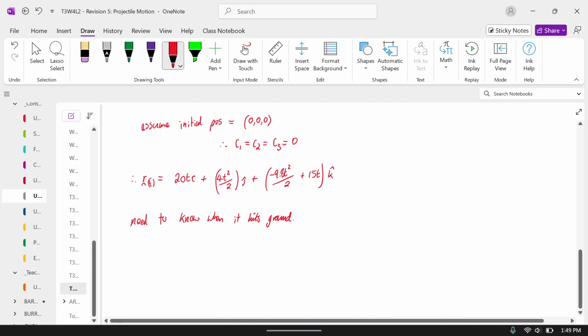Now, when will it hit the ground? So I need to know what t equals when k hat equals 0. I want to know when my height is 0. That's all I care about here. So I'm going to let just my k component equal 0.